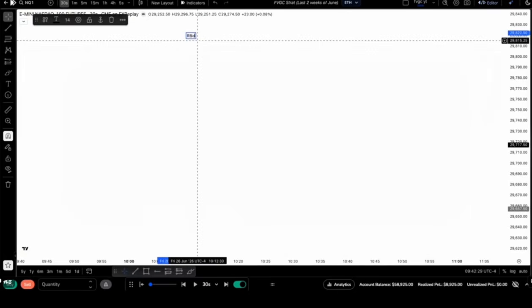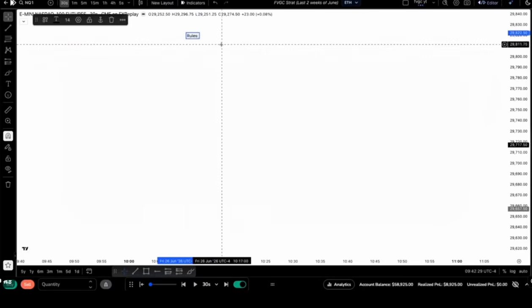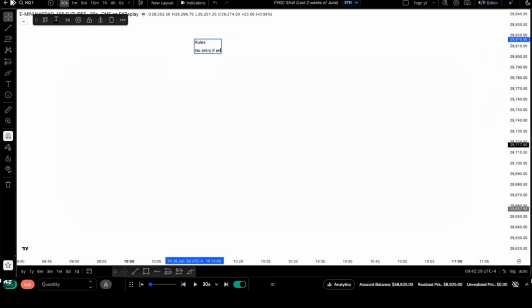Rules. So these are important. Just remember this. A lot of it could also be quite discretionary, but most rules are: no entry if the entry candle has no wick in the opposing direction. So what I mean by that, if we're looking for shorts and we get our short entry candle, but it has no top wick, we don't take that. Almost every time I've seen that fail.